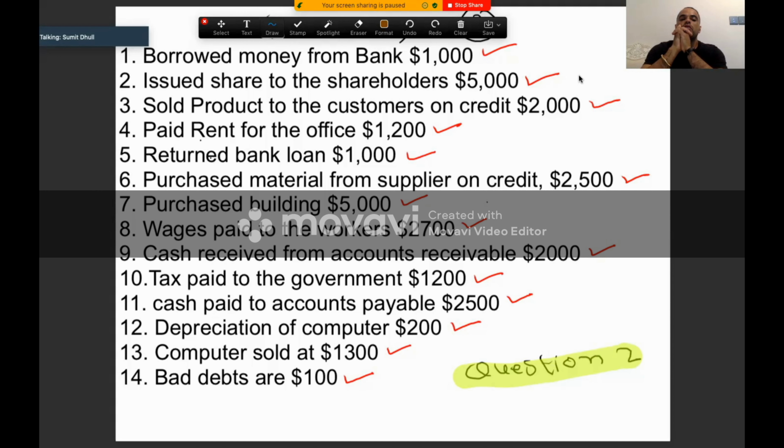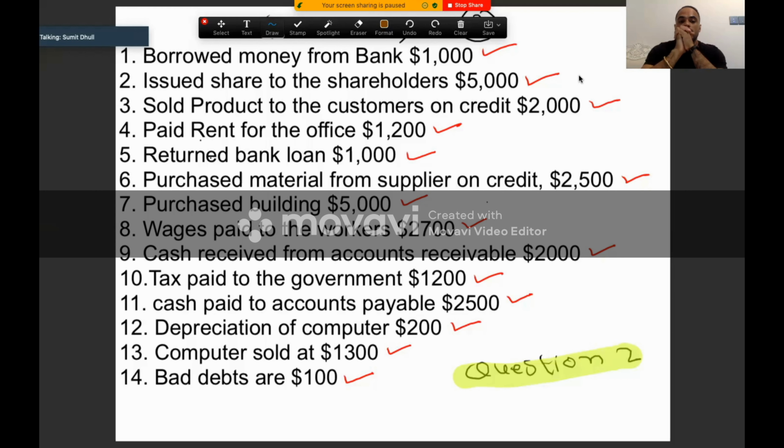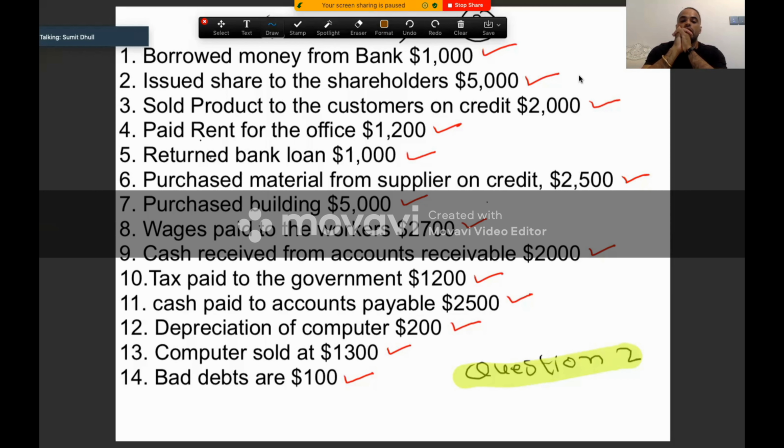Number 3, sold product to the customer on credit 2,000. Account receivable account is debit and sales account is credit. Yes. Number 4, paid rent for office 1,200. Rent expense account is debit and cash account is credit. Okay. Number 5, return bank loan 1,000.